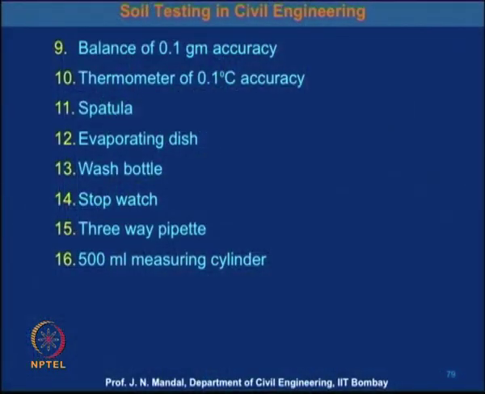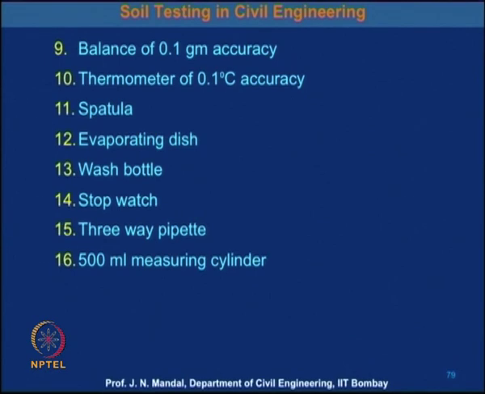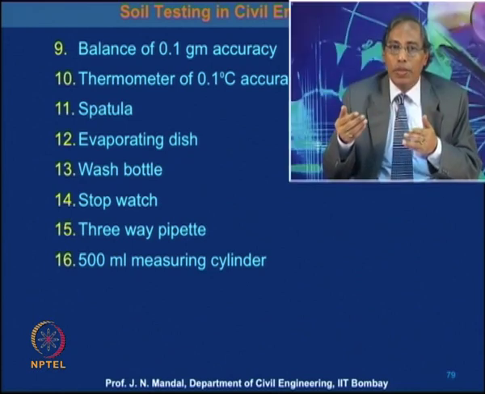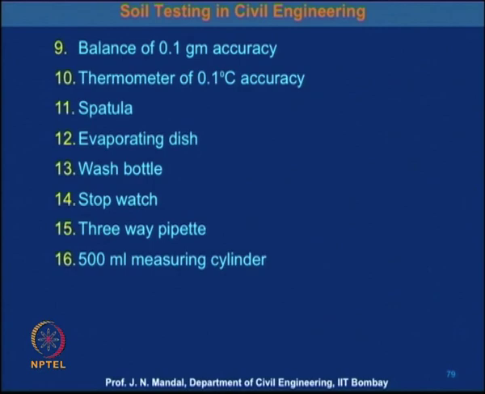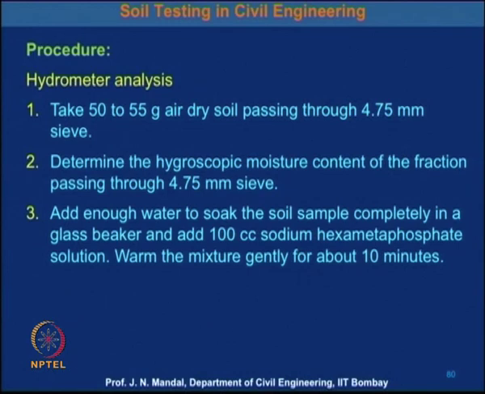You require also a balance of 0.1 gram accuracy, a thermometer of 0.1 degree centigrade accuracy, then spatula, evaporating dish, wash bottle, stopwatch, then 3-way pipette and the 500 millilitre measuring cylinder. So, these are the apparatus which you require for performing the hydrometer analysis.